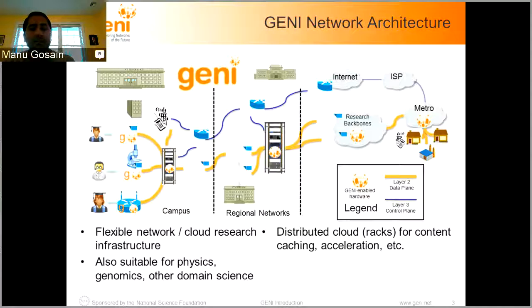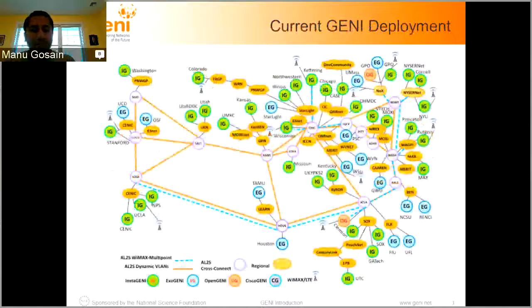And all of this is available to you via the GENI portal and the GENI resources. And again, the applicability for this particular ecosystem is not only for network research, but also for application domains such as cyber-physical systems, vehicular networks, and other domain sciences. This is sort of, again, a refresh of the current GENI deployment.